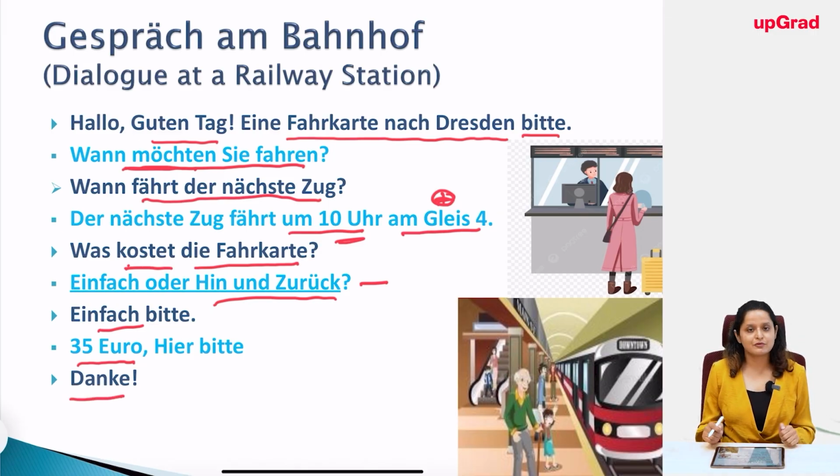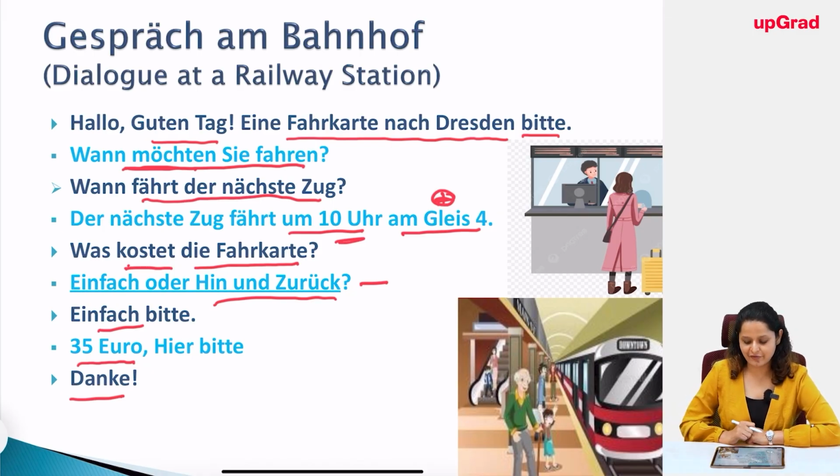So let me give you this whole conversation again. Hallo, guten Tag. Eine Fahrkarte nach Dresden bitte. Wann möchten Sie fahren? Wann fährt der nächste Zug? Der nächste Zug fährt 10 Uhr am Gleis 4. Was kostet die Fahrkarte? Einfach oder hin und zurück? Einfach bitte. 35 Euro. Hier bitte. Danke.